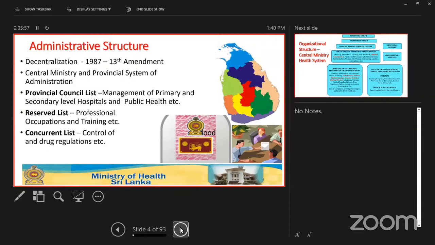So professional occupations and training are in the reserved list, and there are certain activities where both parties will engage, like control of food and drug regulations, because there are certain elements that both parties can engage in. That is, the central ministry plus the provincial ministry can engage in control of food and drug regulations. So that is how the administrative structure was divided into the central ministry and the provincial system of administration. That's the main division in the health administrative structure, or any other administrative structure, in Sri Lanka.